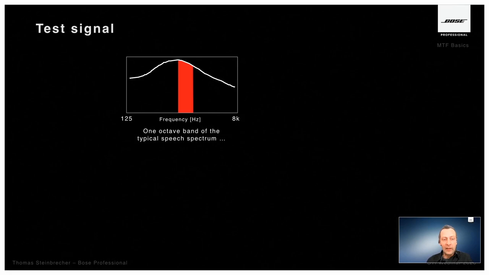So let's go back to audio and to speech, and let's construct a test signal that we can feed into a typical communication channel.